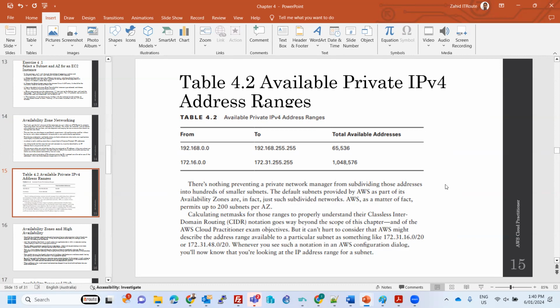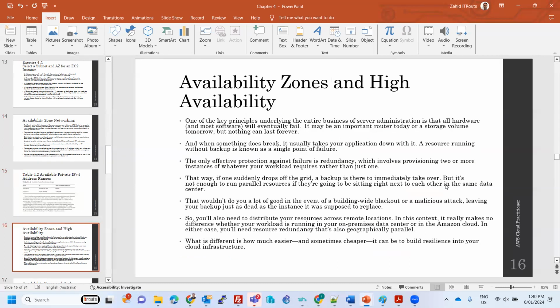So when you configure AWS instances, an IP address will be assigned automatically from this subnet. Let's say you create one of the virtual machines, automatically it will get the IP address from this range. But if you want, you can make changes, but they have these things set automatically.